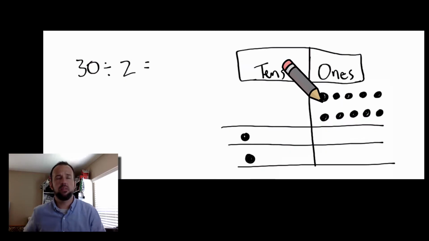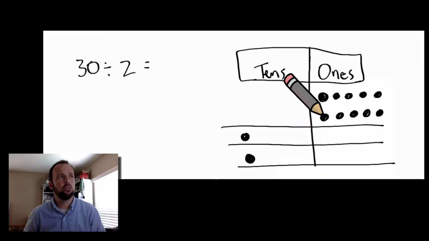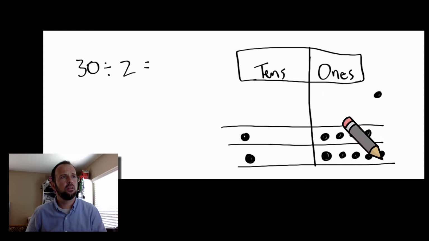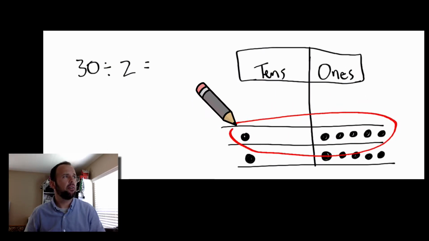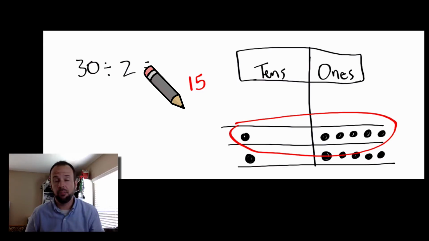Okay, so now when we brought that ten over to the ones, that made 10 ones. So now I'm going to divide those 10 ones out into my 2 groups. Let's see, one here, one here, one here, and one here. Perfect. Okay, so each group that I have has 1 ten and 5 ones in it, which means that my answer would be 15, right? And we know that 30 divided by 2, or half of 30, is 15.